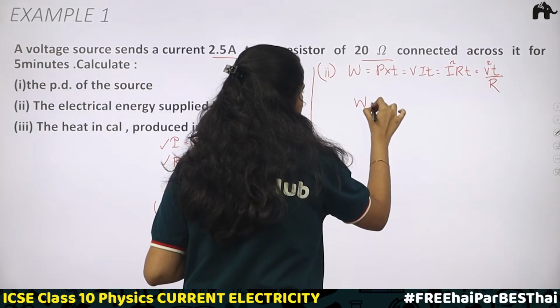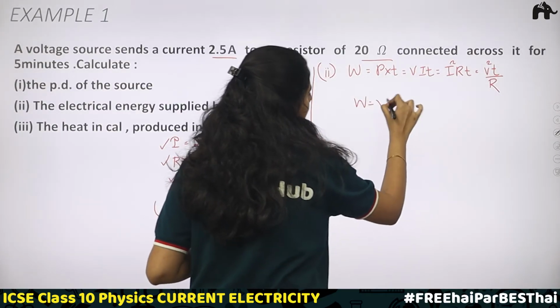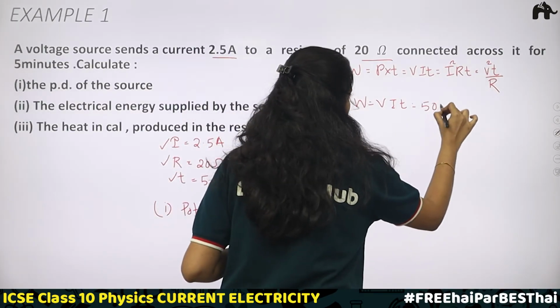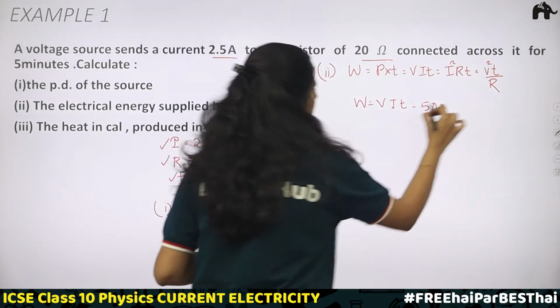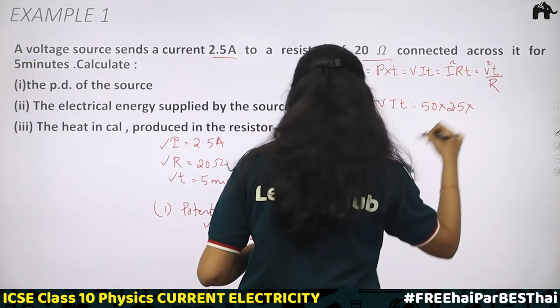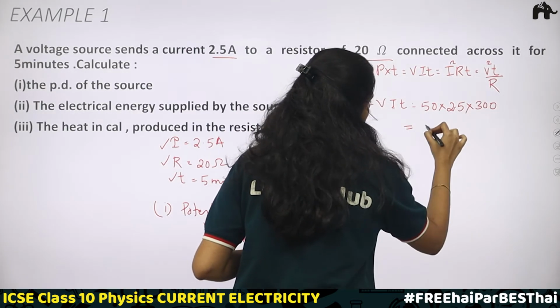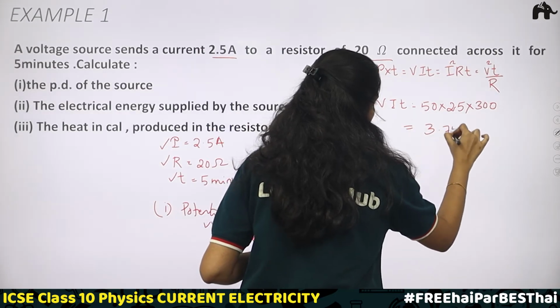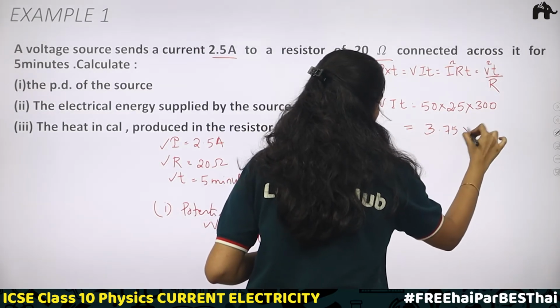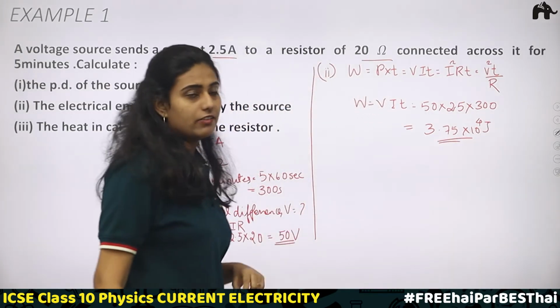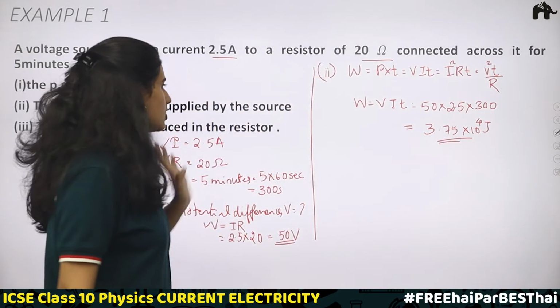So electrical energy is equal to, we'll use this equation, VIT. Here V is 50, current I is equal to 2.5 and time is 300 seconds. When you calculate, you will be getting 3.75 into 10 raised to 4 joules. So 3.75 into 10 raised to 4 joules is your electrical energy.